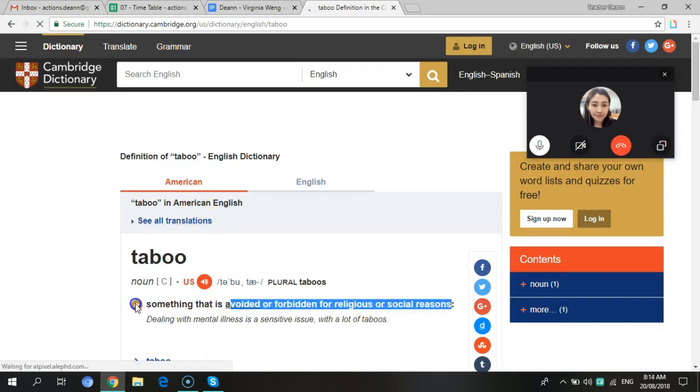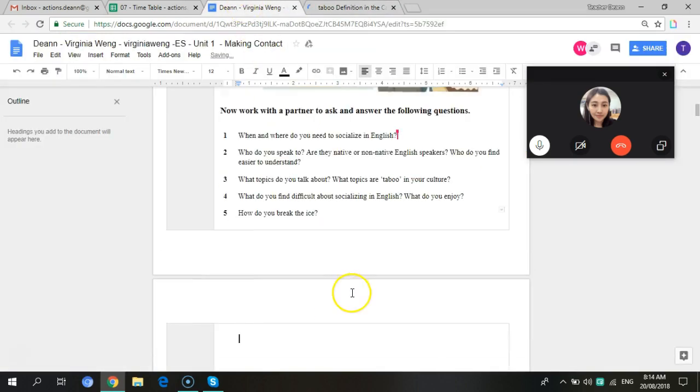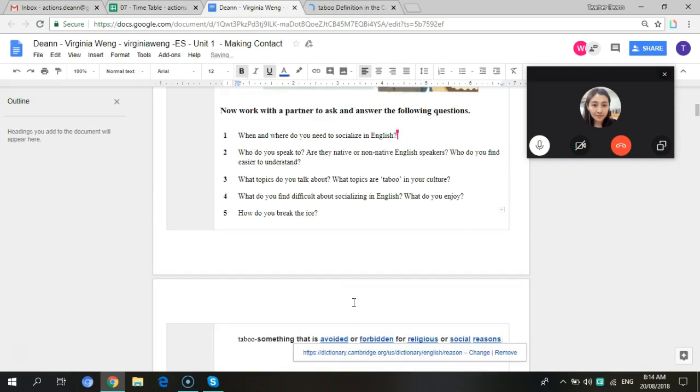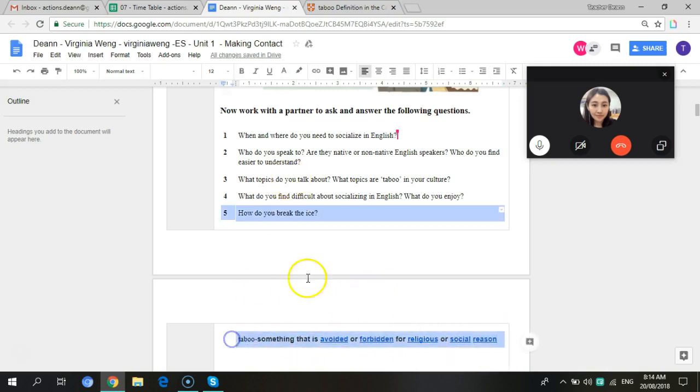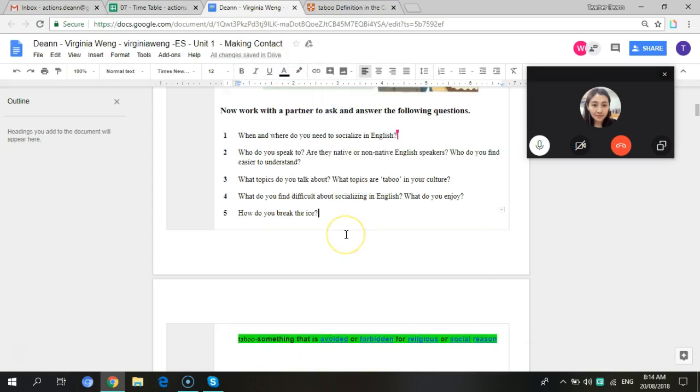Okay, let me put the meaning of the word taboo. It is something in culture that is being avoided in conversations. It is something to be avoided. Okay, so can you tell me what topics do you talk about and what topics are taboo in your culture?